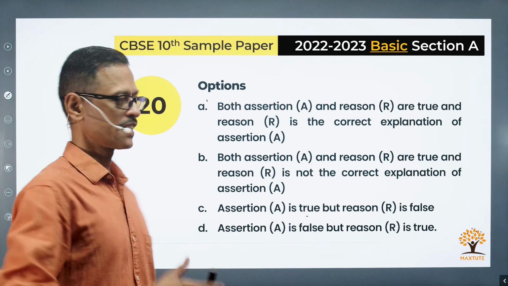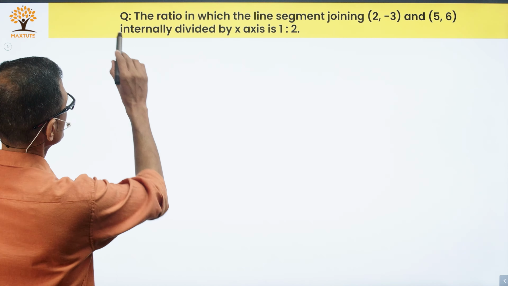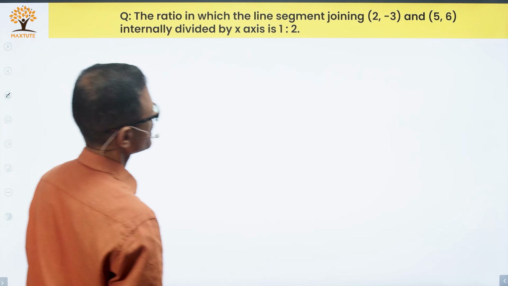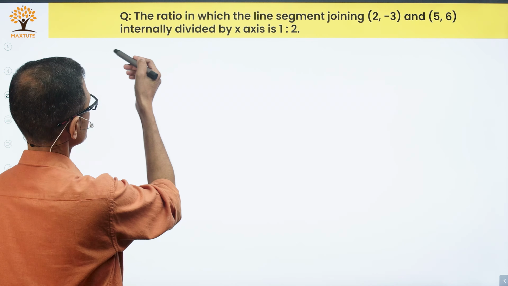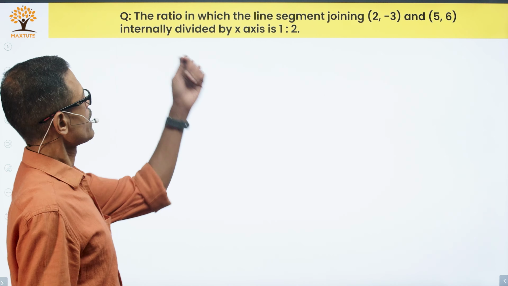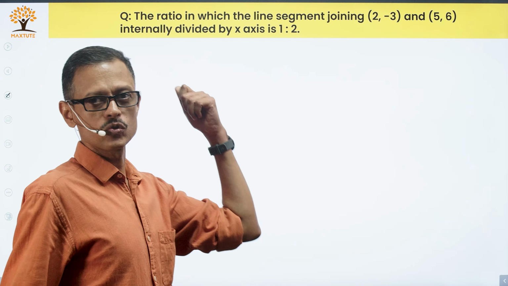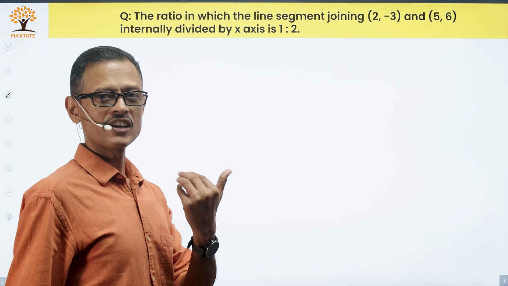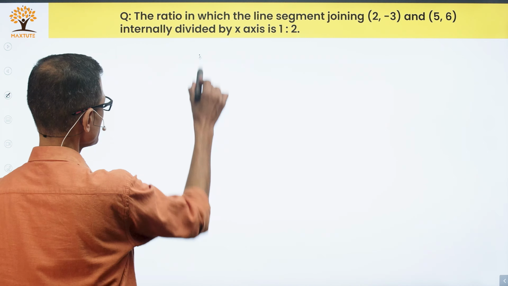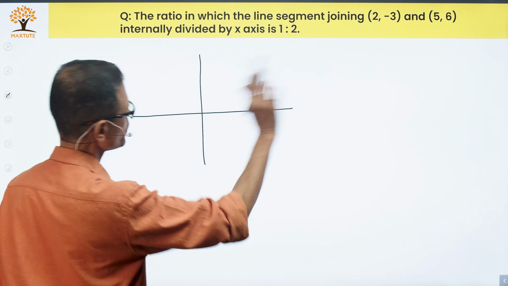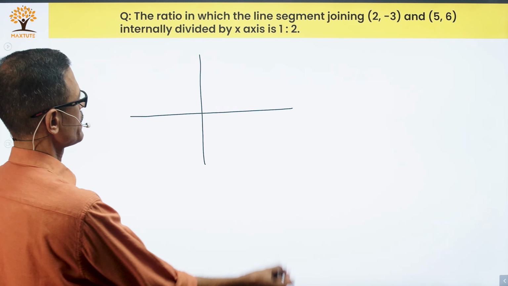Let's start with the assertion statement, which is the first of the statements given to us. The ratio in which the line segment 2, -3 and 5, 6 internally divided by the x-axis is 1:2. Essentially, we'll have to apply the section formula. Quickly plot it just for our convenience. You don't need to plot it, but it helps understand things a little better.